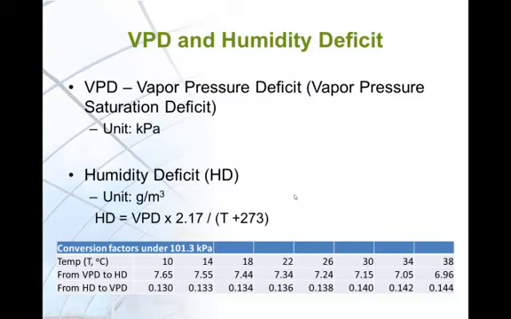However, the conversion coefficient is temperature dependent. So this is the equation to convert VPD to humidity deficit. And this table is showing the conversion factor from VPD to humidity deficit and from humidity deficit to VPD. For example, at 10 degrees C, if 1 kilopascal of VPD is recorded or found, then the humidity deficit is 7.65 grams per cubic meter. So that's the relationship.